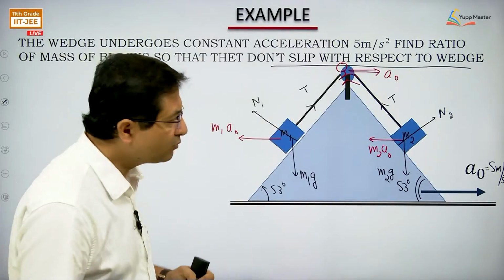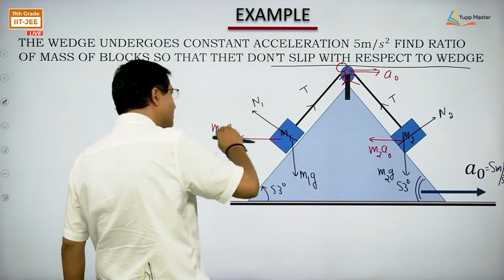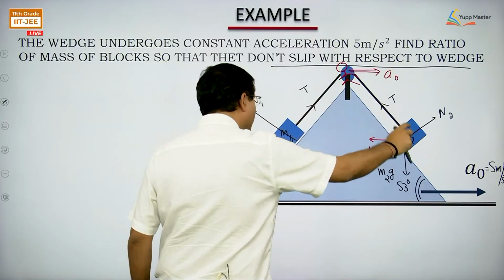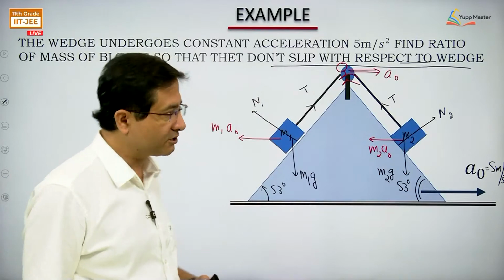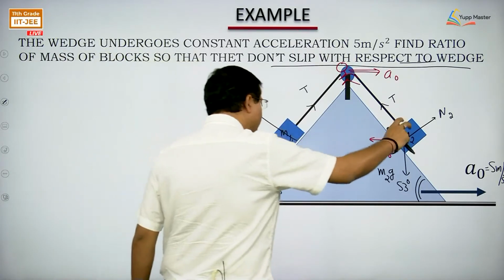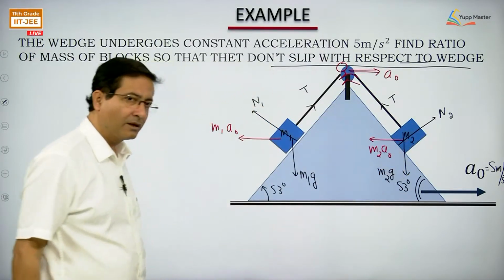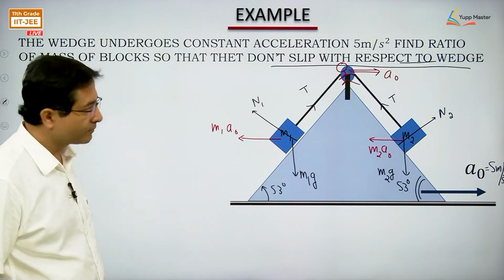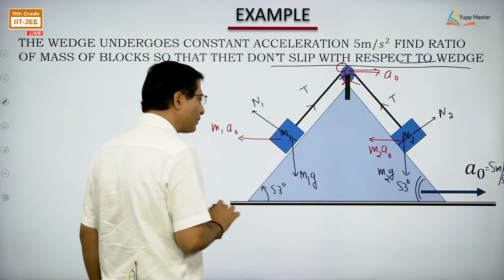I can consider any two mutually perpendicular directions for this observer. He is not going to observe any motion of these blocks, because it is given in the question that the blocks are not slipping with respect to the wedge. So he is not going to observe any motion of this block and any motion of this block. So any two mutually perpendicular directions you can take. If I take along the incline and perpendicular to the incline, I will resolve this mg along the incline and perpendicular to the incline.